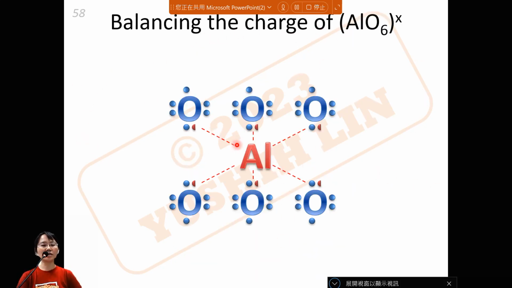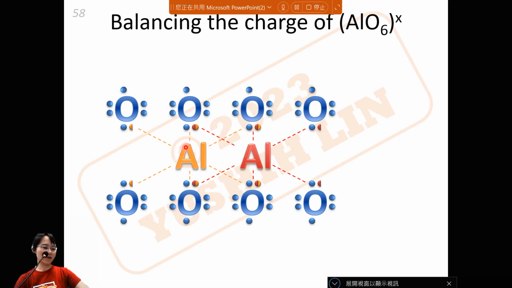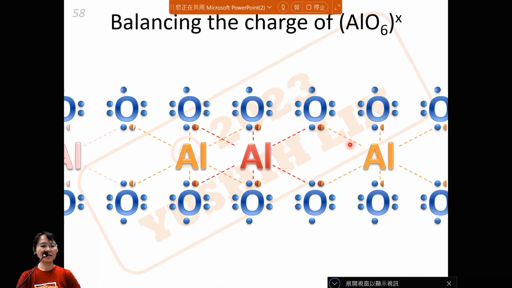So what we do is, first, we have another aluminum oxide here. This aluminum donates its electron in the same way. Then this space is empty. We have another one here. This space is empty. We have another one here. And we have another one here. So you see the regularity here.